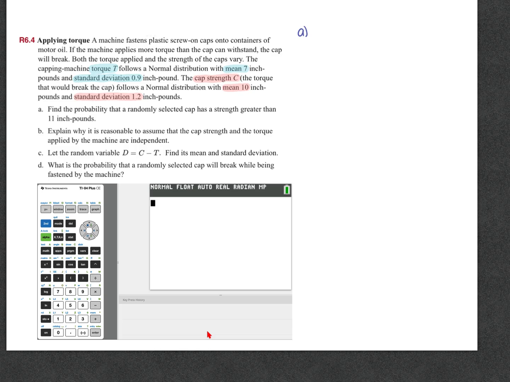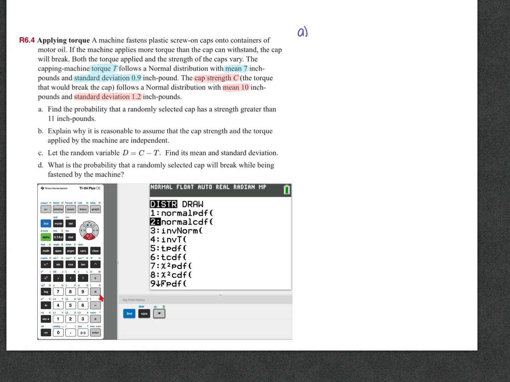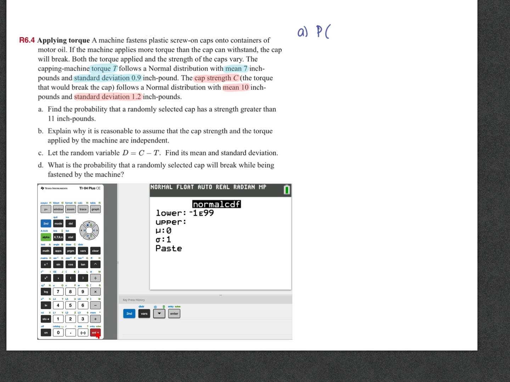So let's go to the calculator. Do second VARS, distribution number 2. Actually, let me do this real quick. We want to find the probability that the cap strength C has a strength greater than 11. So it makes sense that the lower should be 11 and the upper will be just some big number. Okay, let's go back to the calculator.